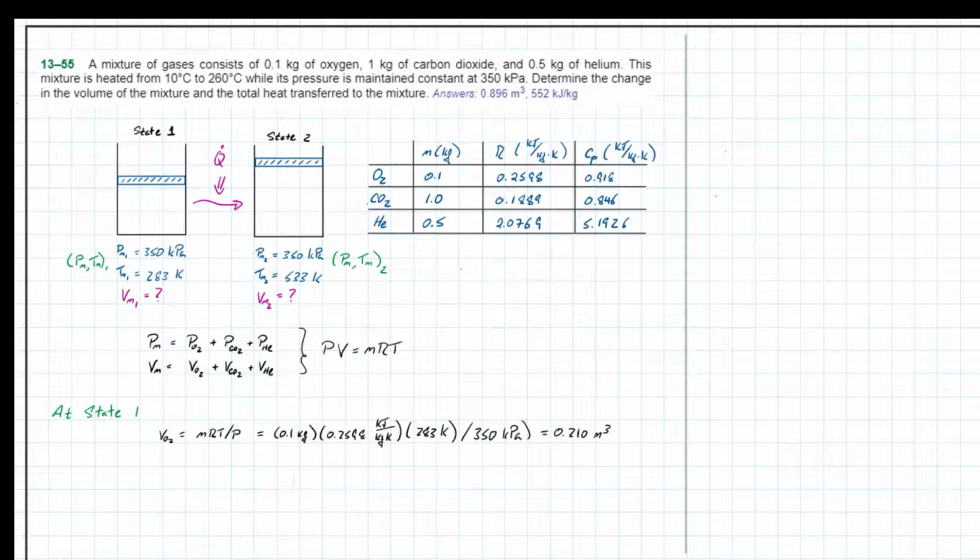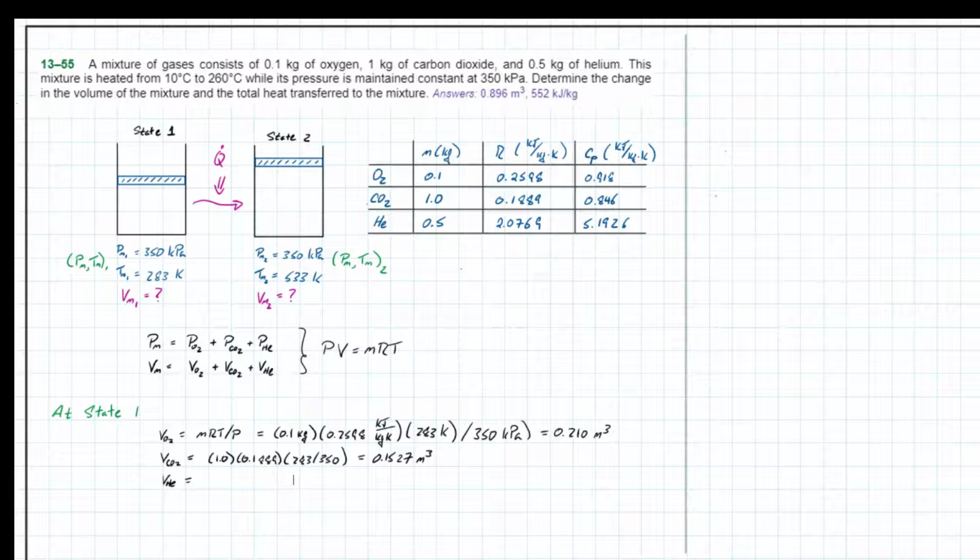Likewise, I'm not going to write out all the steps, but the volume of the carbon dioxide is obtained the exact same way, and I'll just write out the numbers: 1.0 times 0.1889 times 283 divided by 350. As stated, that term is going to be constant for all of these, and we get 0.1527 cubic meters. And lastly, for the volume of the helium, I'm just going to write it down.